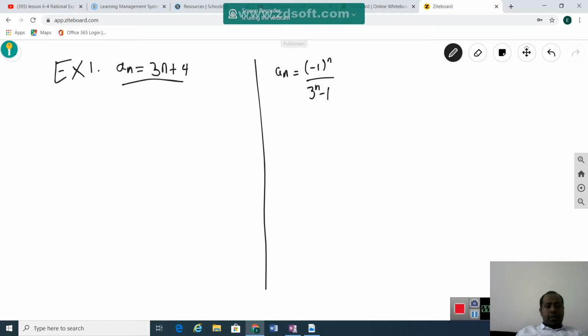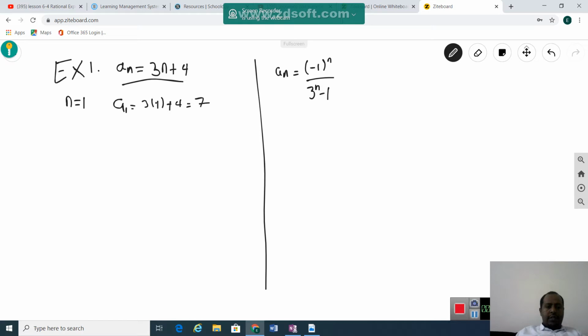This is very simple. What you need to do is start with n equal to 1 to find the first term. As we know, for any sequence the domain is positive integers, therefore I need to begin with n equal to 1. So a sub 1, which is the first term, will be 3 times 1 plus 4. 3 times 1 is 3, 3 plus 4 is 7. So this is the first term.